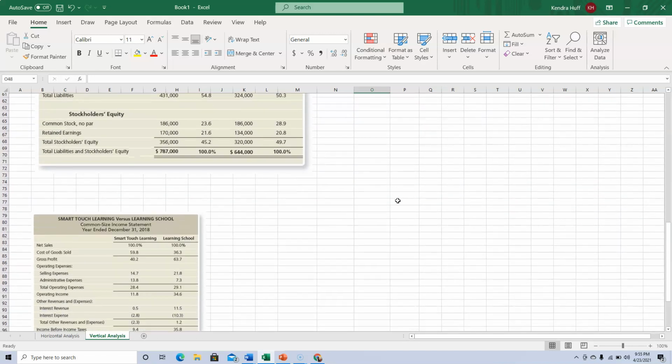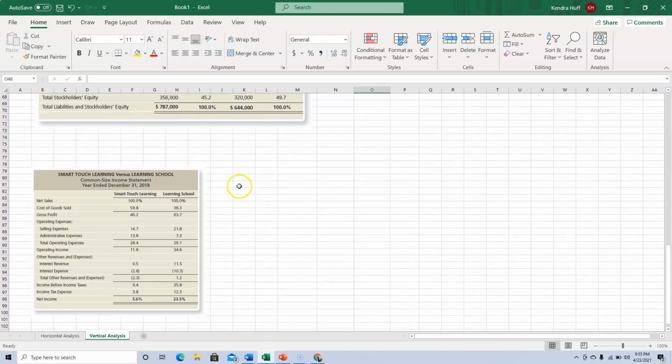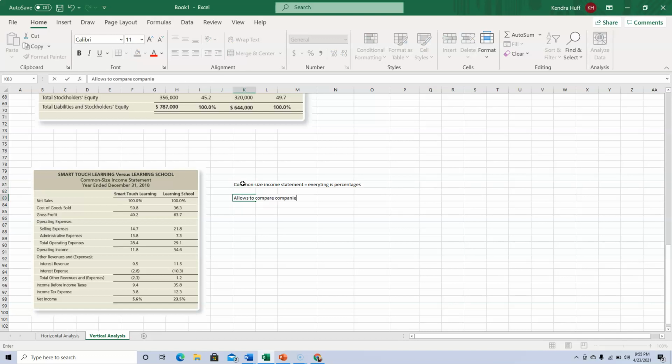All right, one thing that you'll also see with respect to a vertical analysis is a common size income statement, or a common size balance sheet for that matter too, but a common size income statement. And in this, everything is stated in percentages. And it allows you to compare companies of different sizes.